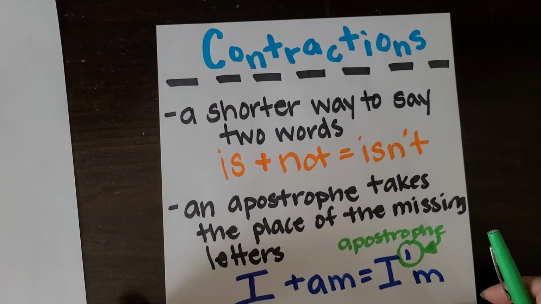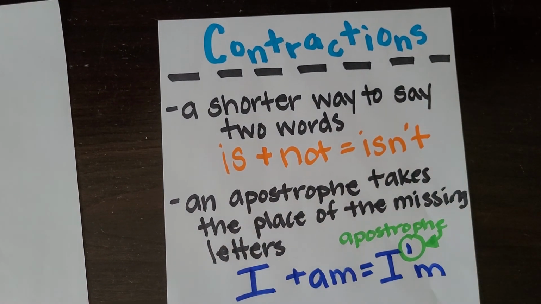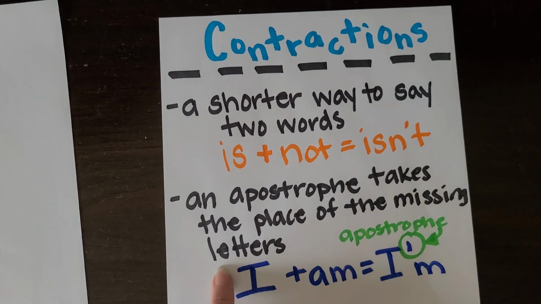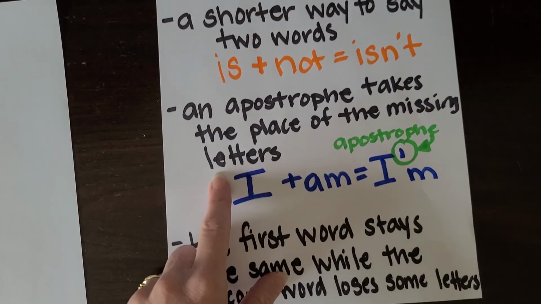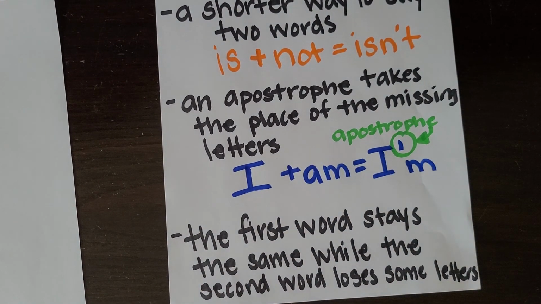But make sure that you remember what contractions are real quick. Contractions are a shorter way to say two words. It contains an apostrophe that takes the place of those missing letters. And the first word always stays the same while the second word loses some letters, with the exception of won't.